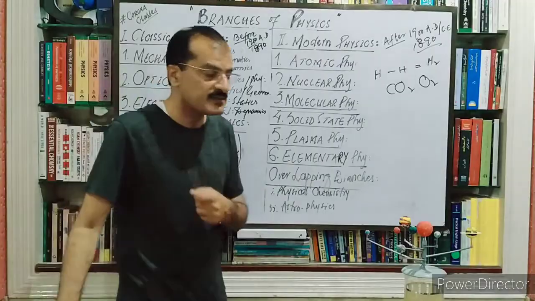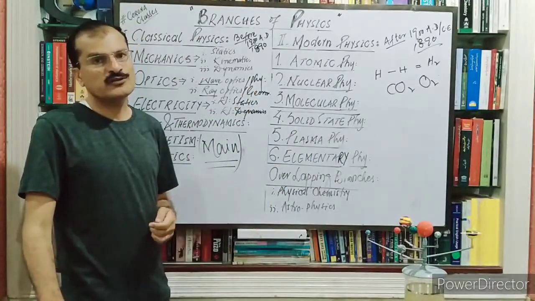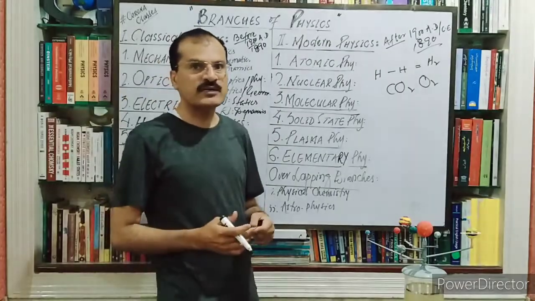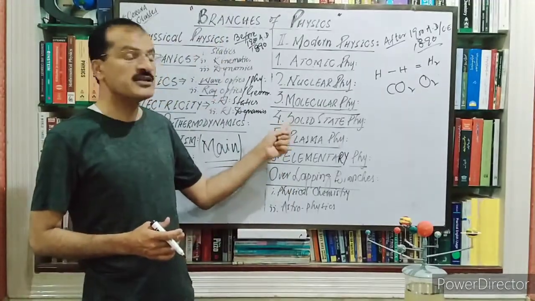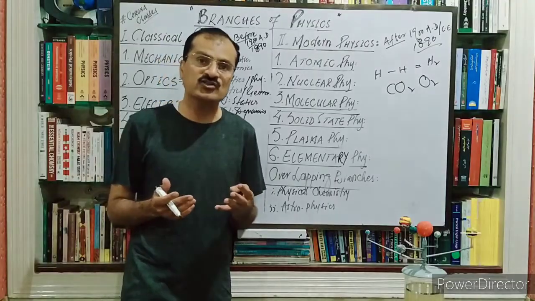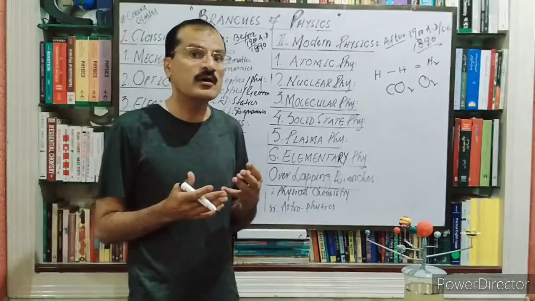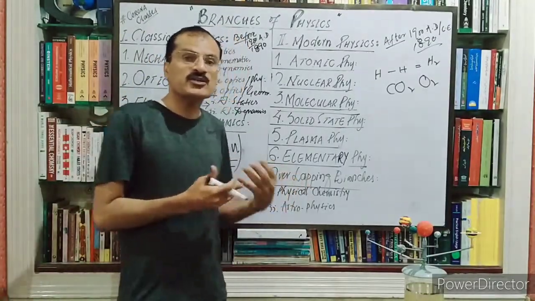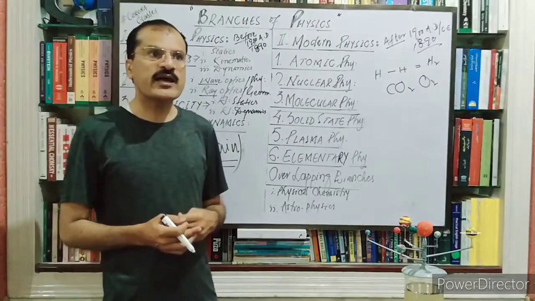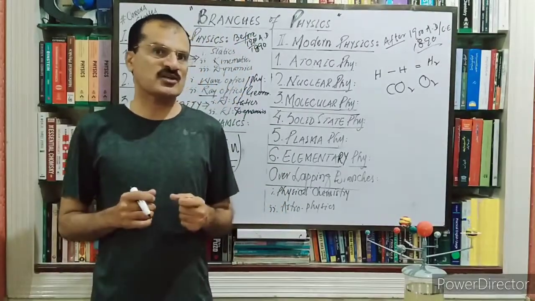So molecular physics is there. The fourth one is solid state physics. A very important branch of modern physics is this, because this whole of electronics has been developed on the basis of the application of solid state physics. All electronic appliances are formed on the basis of the application of solid state physics. In solid state physics, we actually study the crystalline structure of solids.